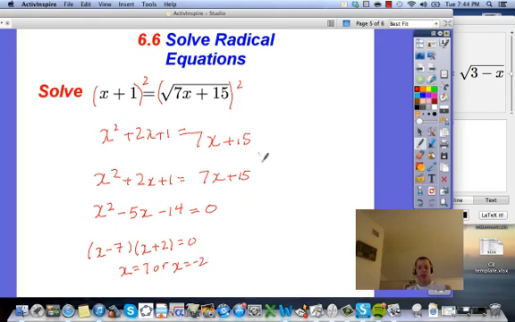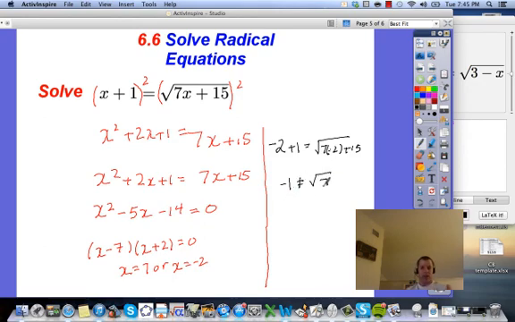Now this is where you check them. I went ahead and looked at which one is going to be extraneous, and it looks like negative 2 is. How do we know? Let's plug it back into the original. It should work, right? So you have negative 2 plus 1. Does that equal the square root of 7 times negative 2 plus 15? Well, does negative 1 equal the square root of negative 1? It does not. That would have to be i, but it doesn't.